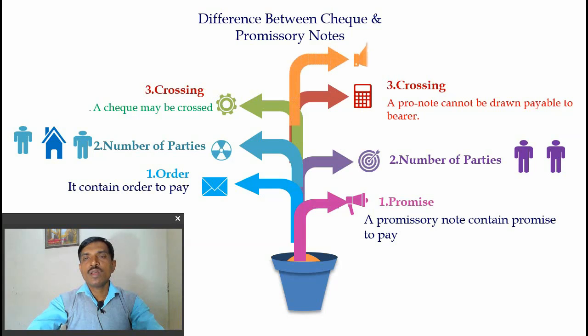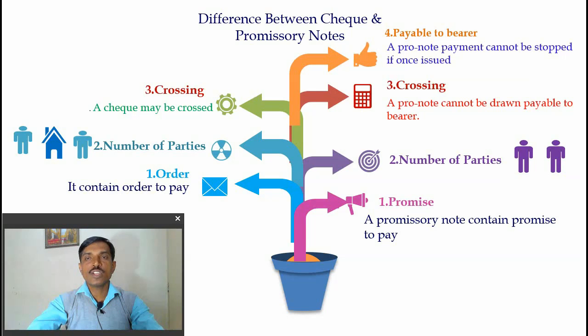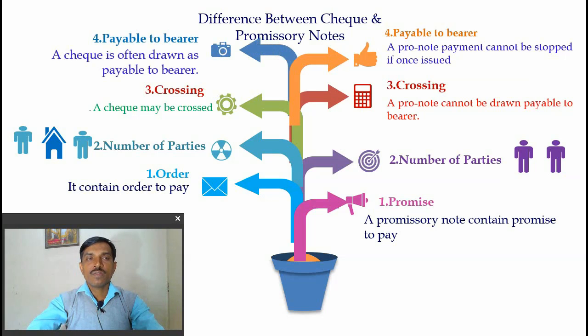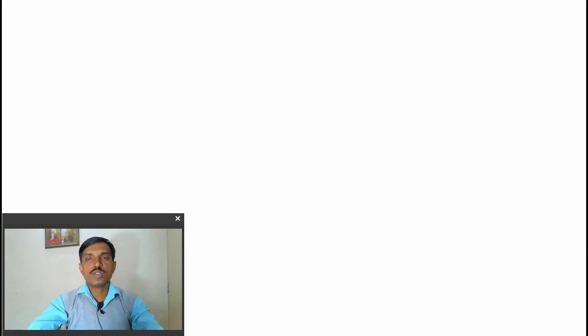Another distinction between these two is payable to the bearer. In a promissory note, payment cannot be stopped once it is issued. So whenever the promissory note is issued, the payment cannot be stopped. But as for payable to the bearer, a check is often drawn as payable to the bearer. This is how to distinguish between these two.